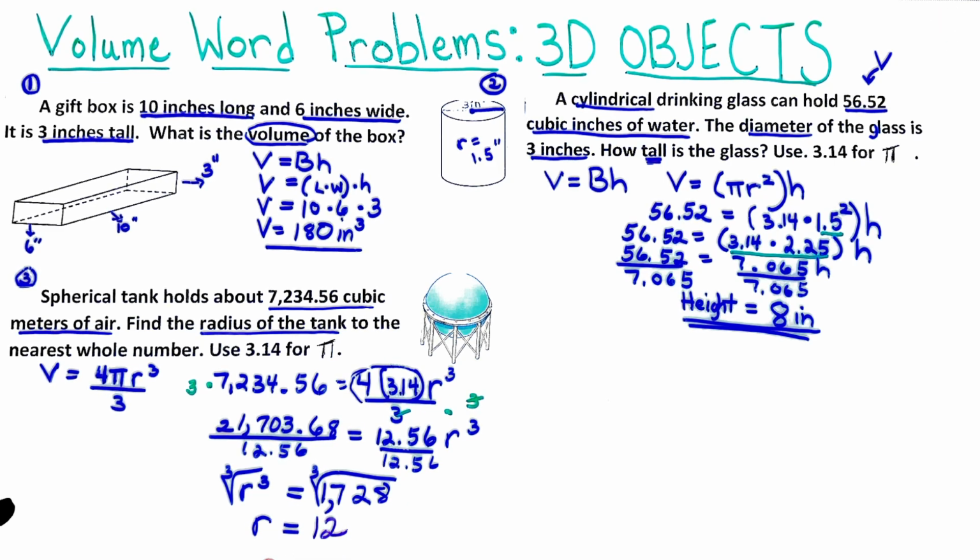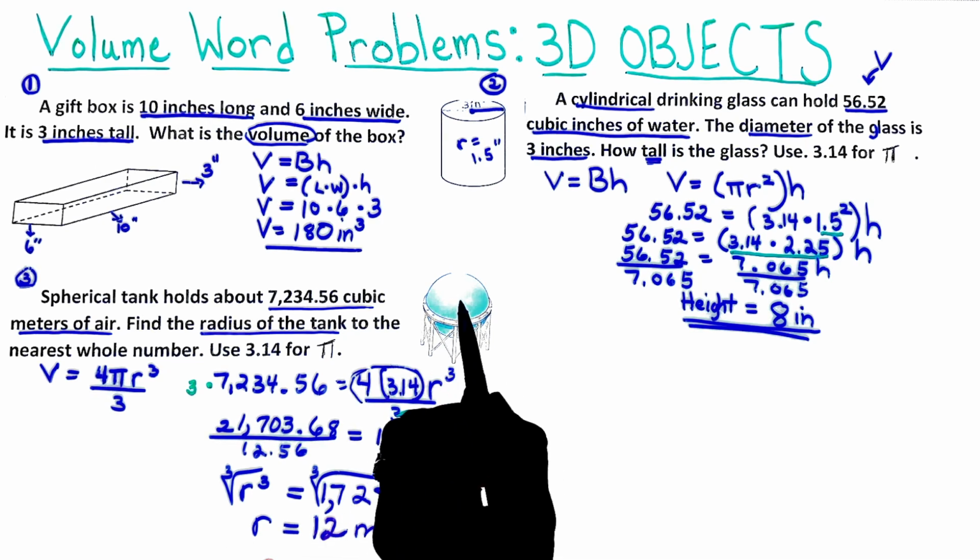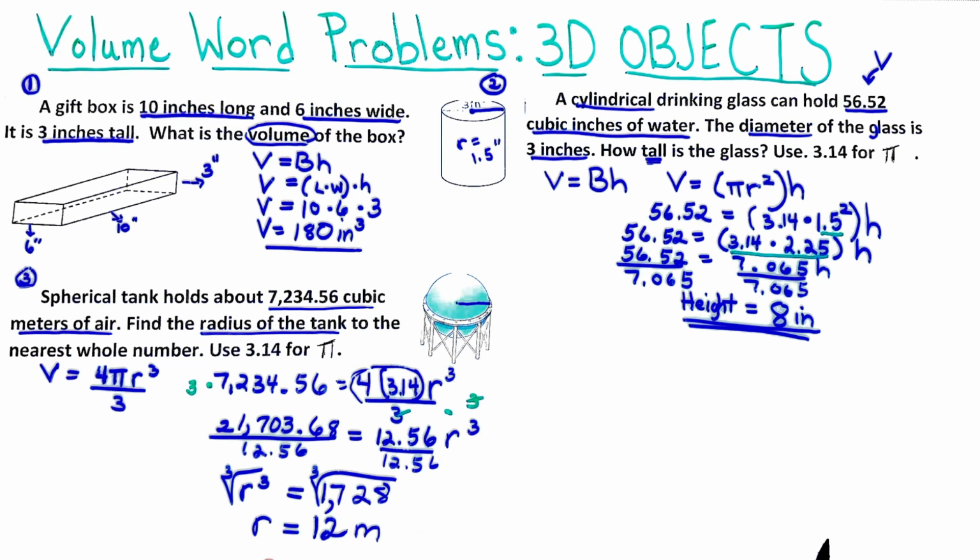And when I'm looking back up at my units, the units are in meters. So the radius of this tank is 12 meters. And remember, it would be kind of from the center. And this is what we ended up finding, that radius. And that would be your answer.